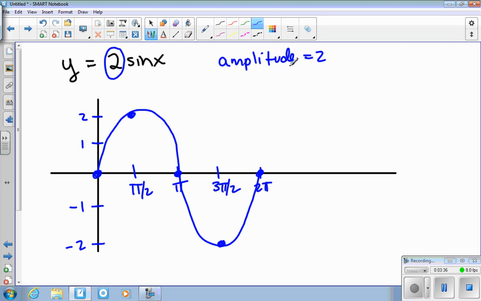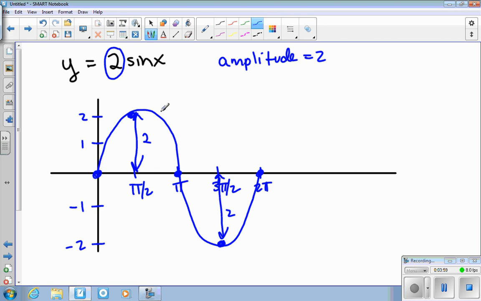So increased amplitude means that this distance right here has increased. That is 2. This distance here is also 2, from 0 to the -2. So that's all you're going to have to do to graph these functions, is change your maximum and minimum from 1 to whatever the amplitude is.